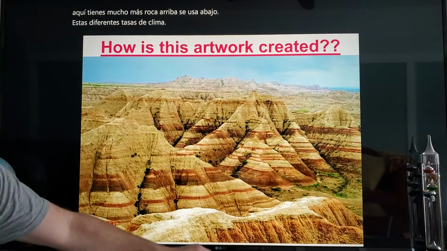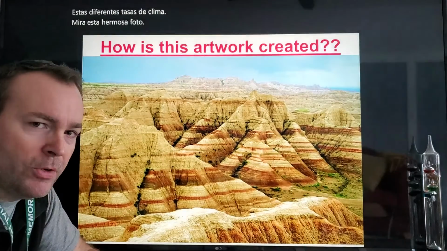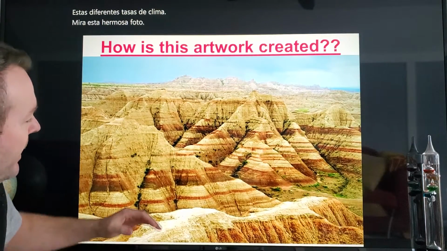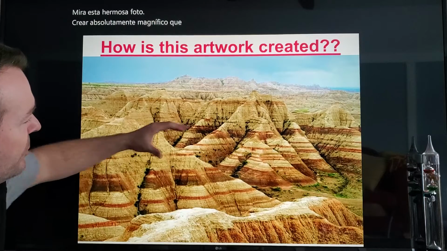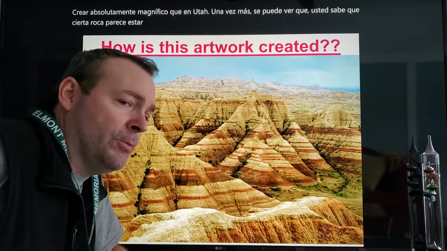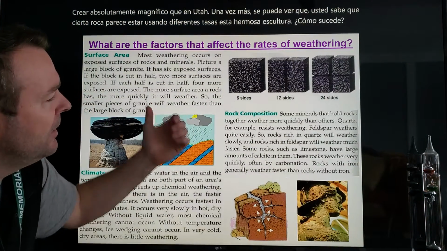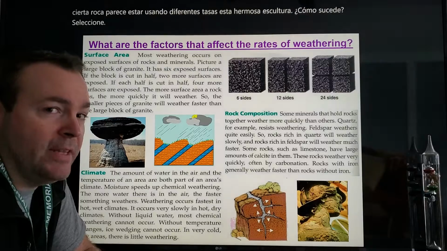Okay. Look at this beautiful picture. I mean, how does something like that get created? It's absolutely gorgeous. It's out in Utah. Again, you could see that certain rock seems to be wearing at different rates. Leaves this gorgeous sculpture. But how does it happen? All right. Little background information for you. Please read that through.